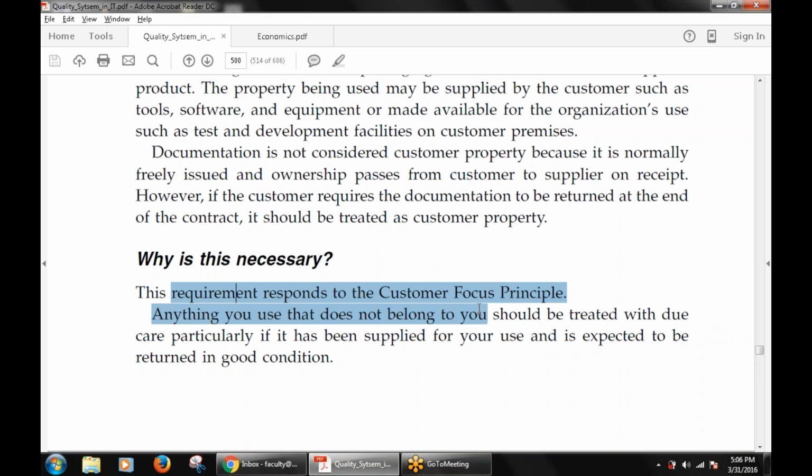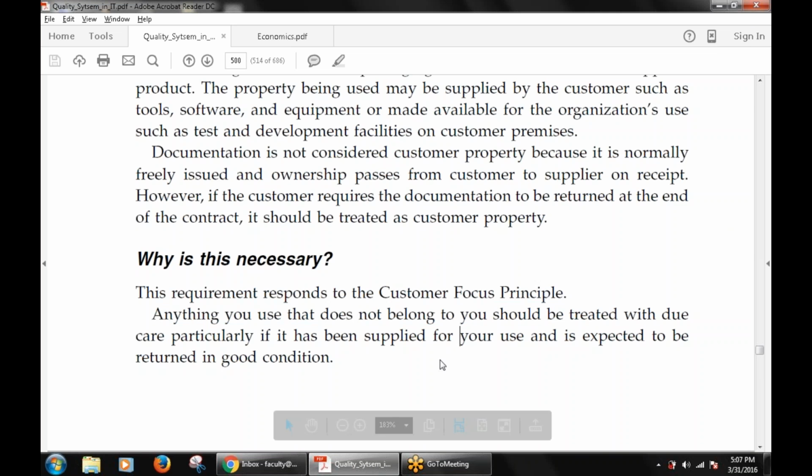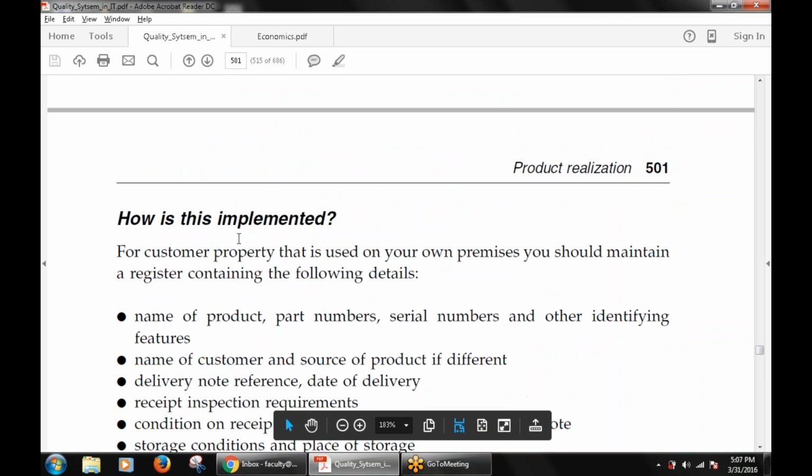The requirement responds to the customer property principle. Anything that you use that does not belong to you should be treated with care, particularly when it is to be returned. How is it implemented? For customer property used on your own premises, you should maintain a register containing the following details.